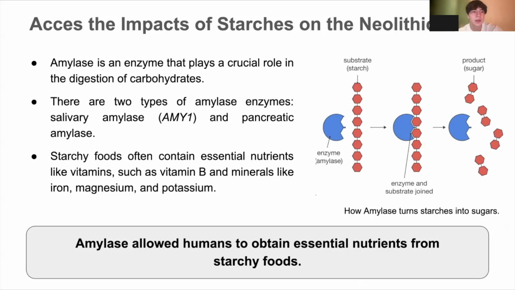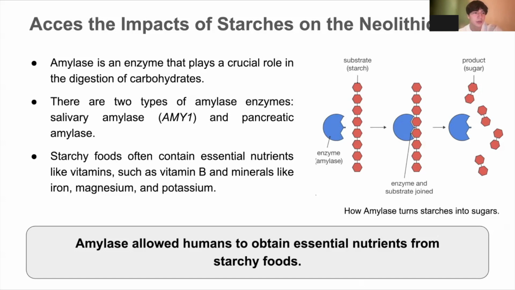Starchy foods often contain essential nutrients like vitamins, such as vitamin B. B vitamins are vital for converting food into energy, and they help metabolize carbohydrates, fats, and proteins, providing the body with the energy it needs to function properly. These vitamins help break down homocysteine. Higher homocysteine levels are associated with an increased risk of heart disease, showing how vitamin B supports heart health.